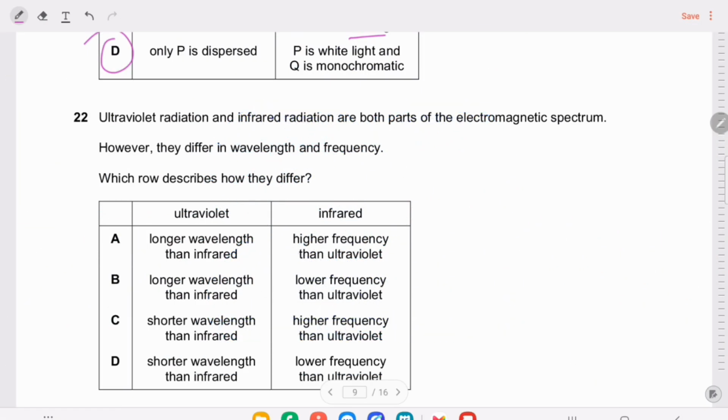Ultraviolet radiation and infrared radiation are both parts of the electromagnetic spectrum. However, they differ in wavelength and frequency. Which row describes how they differ? Ultraviolet has shorter wavelength, higher frequency. Infrared has longer wavelength and lower frequency. So which matches? Option D.